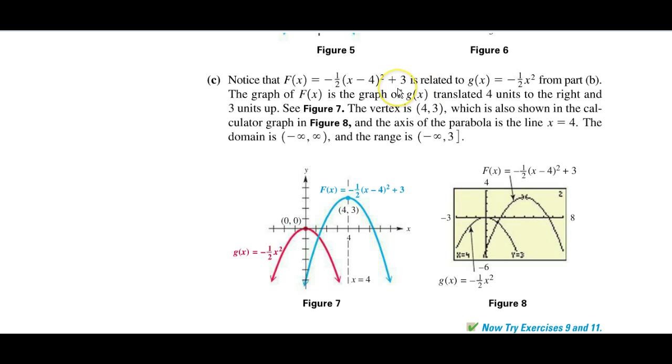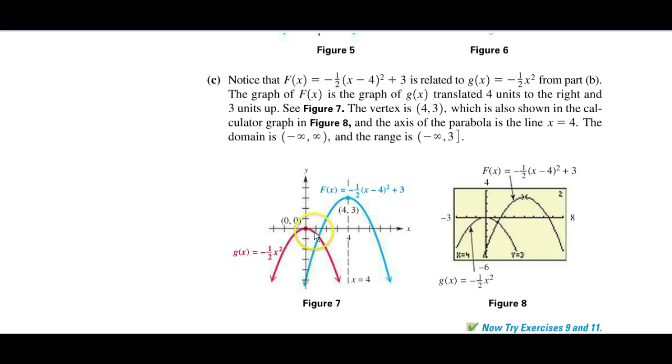And keep in mind then, our vertex is going to be the opposite sign of our -4. So our x value will be a +4. +4, 3. Right there. And since our A term is negative, it's going to be opening downward. So again, we're comparing it to a -1/2 x squared, where the vertex would be at the origin.